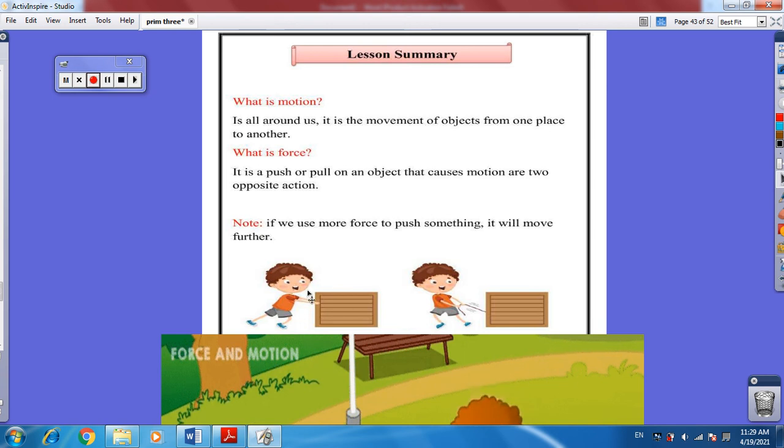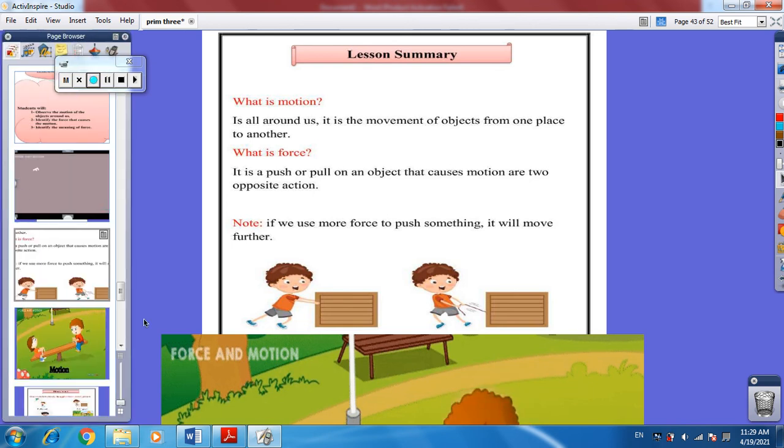So, like in this picture, the boy pushes the box. And in the second picture, the boy pulls this box using the string. He uses the string to pull the box and uses his hand to push the box in a different direction, to change its direction. Okay?